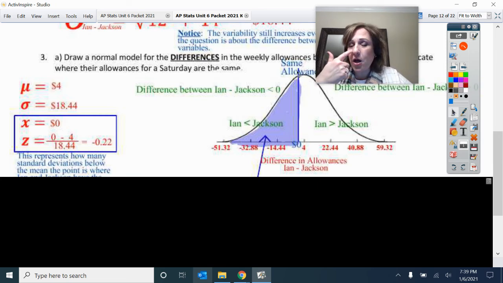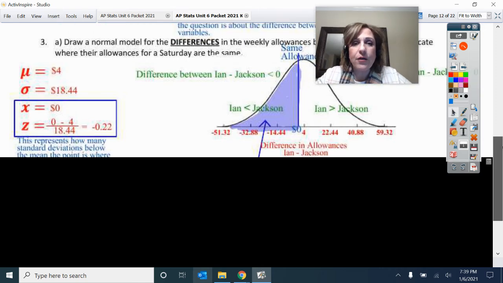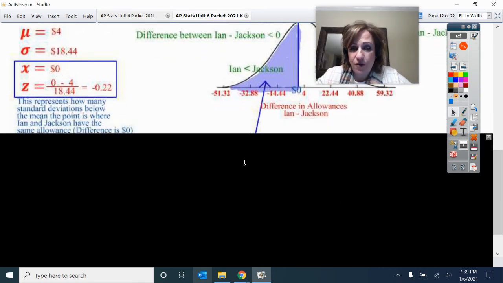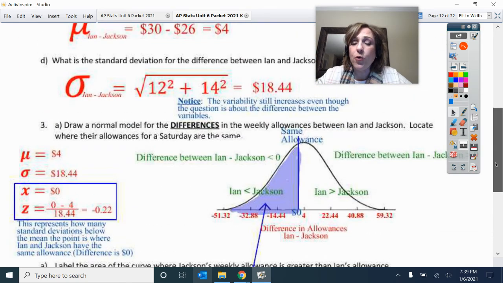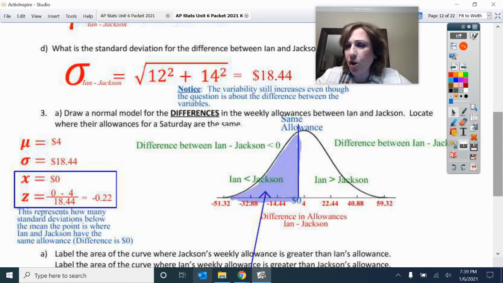So at this point, all you have on there is what I have written in red and then this line in blue of the location where they had the same amount. So the difference is 0. Okay. Now, in part B, I ask you to go further. Label the area where Jackson's allowance is greater than Ian's and where Ian's allowance is greater than Jackson's. Okay, so this is really important that you can think through this process. So here we go. Let's talk.